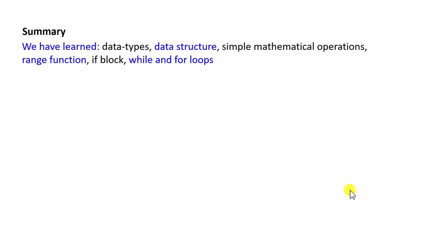So now to summarize, in this lecture, we have learned a few data types. One data structure we really talked about is the list data structure. We saw some simple mathematical operations and an important function, the range function. And we have learned very important control flow items, which are the if block, while, and for loop. All of them will be very important for us in this course, and in general they are important for scientific computing.